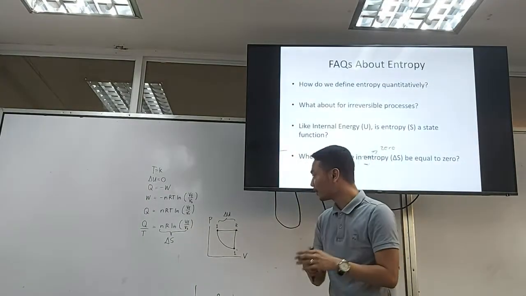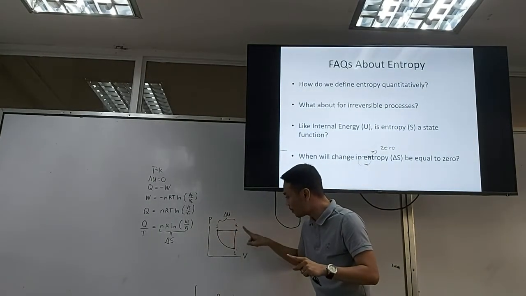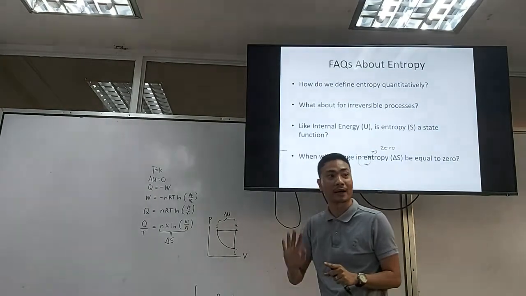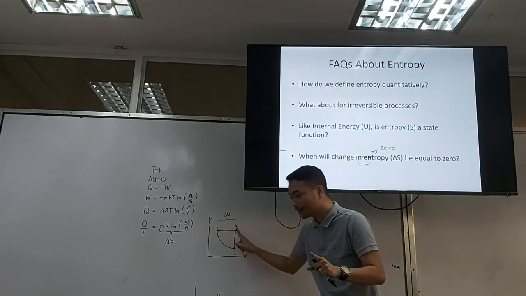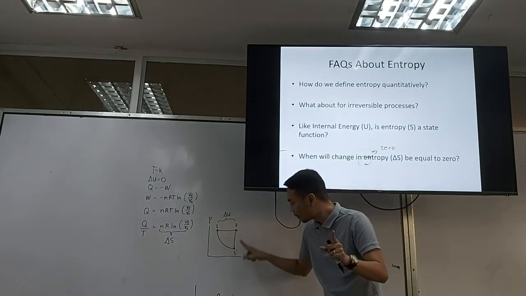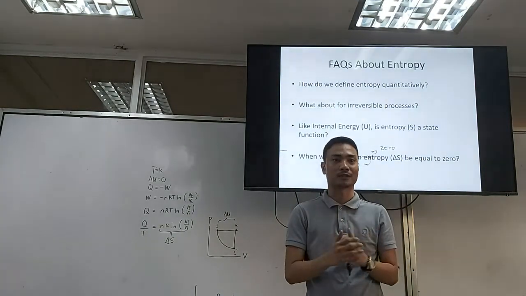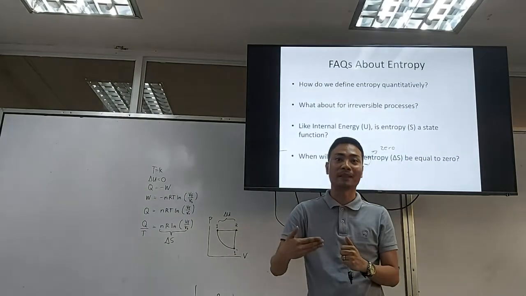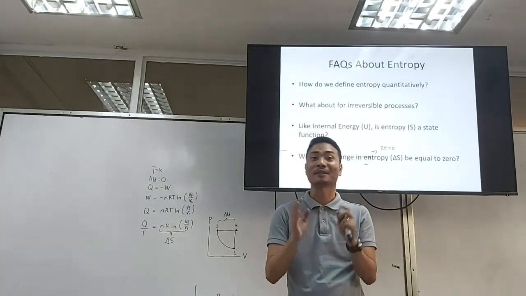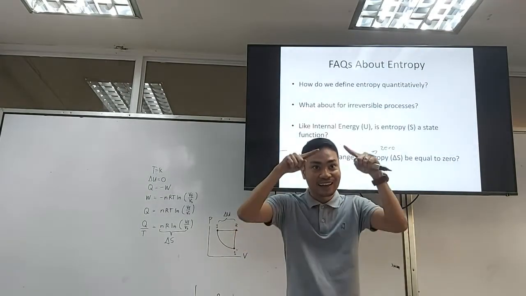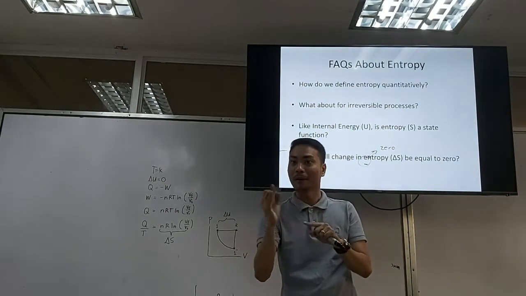Pero kung tatanungin ko kayo, yung Q ba dito sa 1, 2, same sa 1, 1 prime and 1 prime 2? Same ba yung Q? No, magkaiba na yun. Yung work ba sa 1, 2, same ba sa 1, 1 prime and 1 prime 2? Magkaiba din because Q and work are path functions. They depend on the path the system took. Para mas madali, yung may mga delta, yun yung mga state function. Yung mga walang delta like Q and work, path function sila.